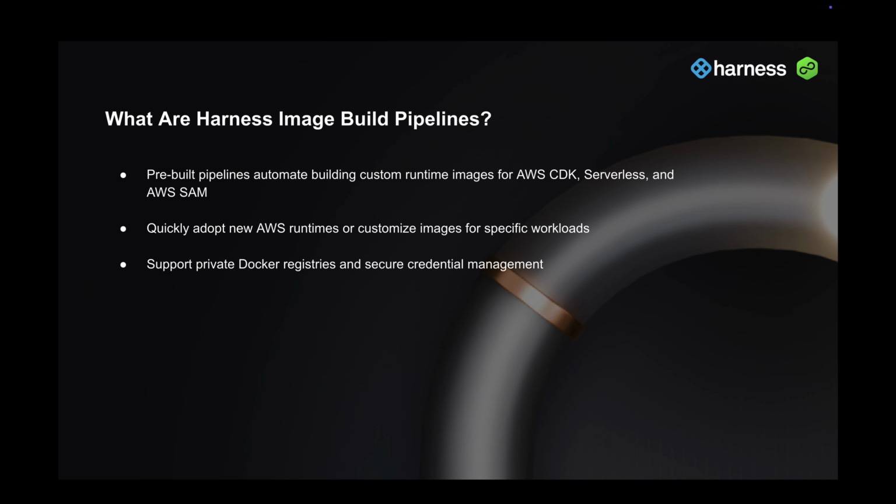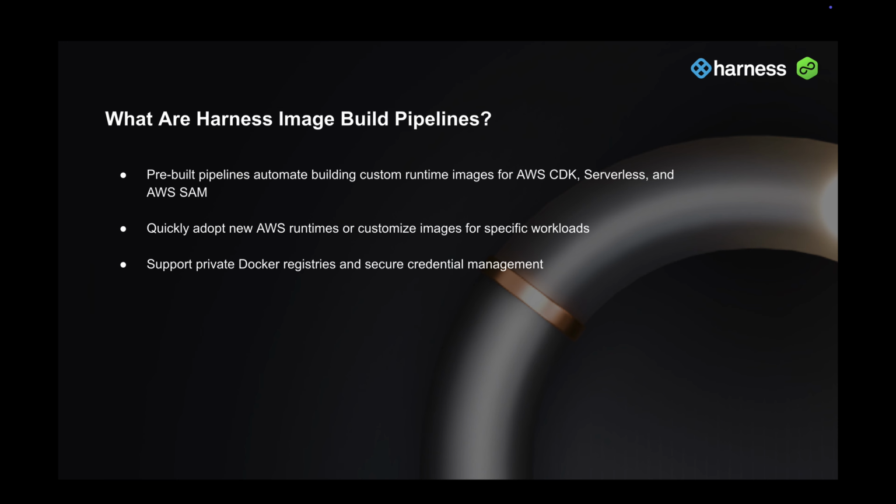Harness provides ready-to-use continuous delivery pipelines designed specifically to build custom container images for AWS CDK applications, serverless functions, and AWS SAM projects. These pipelines help teams stay up to date with the latest AWS runtimes and customize the deployment environments as needed. All built images are pushed securely to private Docker registries with credentials fully managed within Harness.